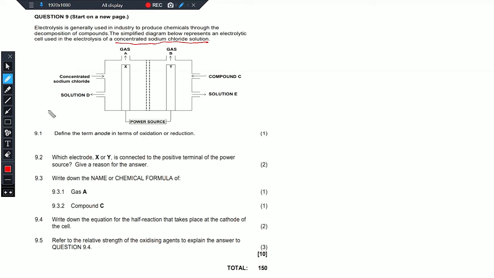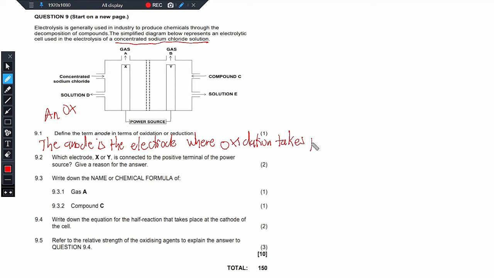So we know from NOx that the anode is the electrode where oxidation takes place. Right. And then 9.2 says which electrode, X or Y, is connected to the positive terminal of the power source. Give a reason for the answer.